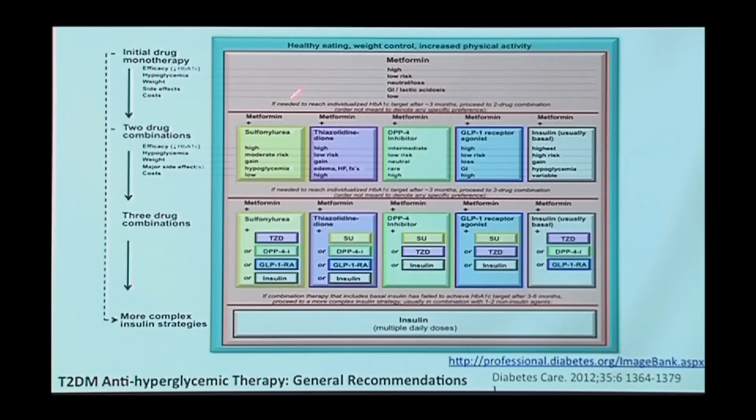So this tiny little line on the top says healthy eating, weight control, and increased physical activity. So our foundation or cornerstone for treating diabetes, both type 2 and type 1, is lifestyle and having healthy eating and good weight control and physical activity. So that goes all along through everything I'm saying, but I'm not going to talk about that today.